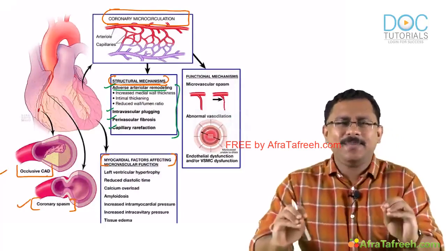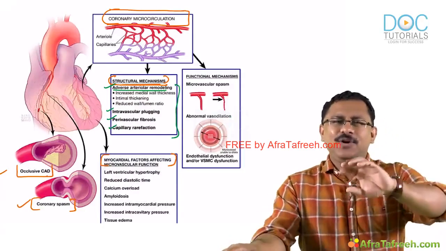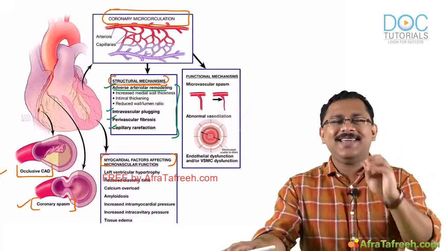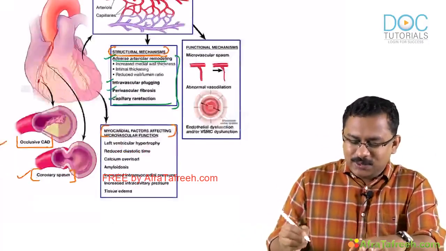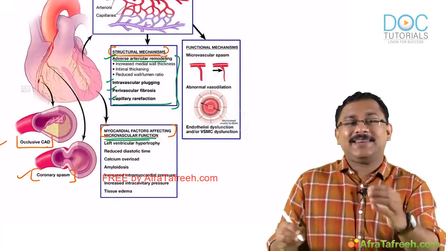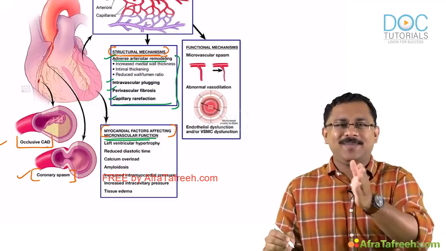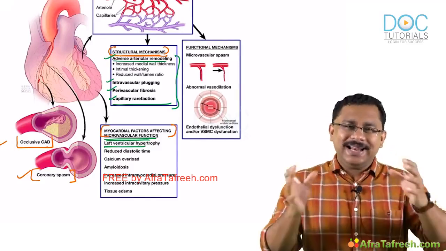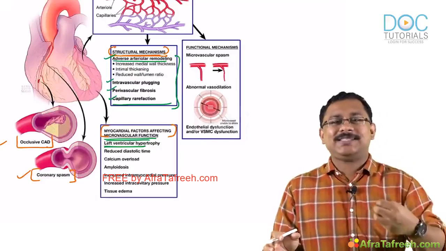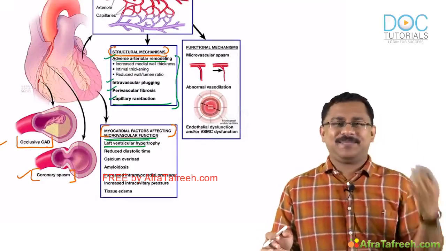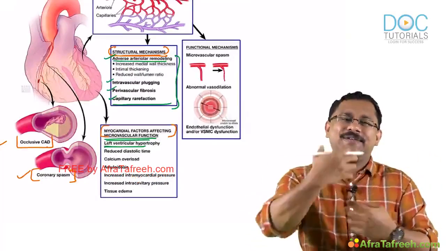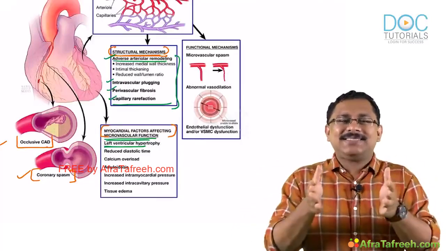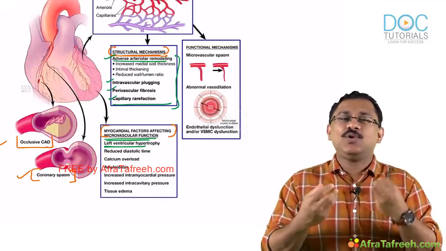These are some of the structural mechanisms that can happen. Even if you do not know in detail, at least know that there are certain structural perturbations that occur in the microvasculature. Then you can have certain myocardial factors that affect the microvasculature, which means it's not primarily affecting the vessels, but maybe there is some left ventricular hypertrophy, and that can compress upon this microcirculation, affecting the diastolic filling. So that indirectly can have an effect on the vasculature, because when there is hypertrophy of the musculature, it can compress the nearby small vessels, predisposing to ischemia.